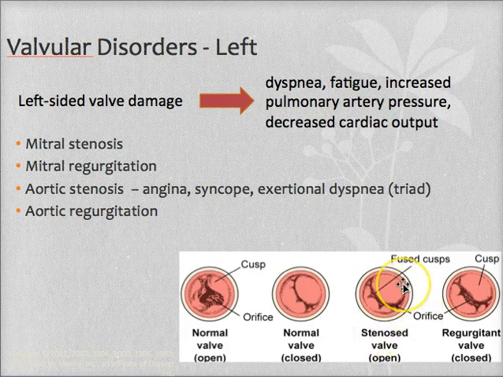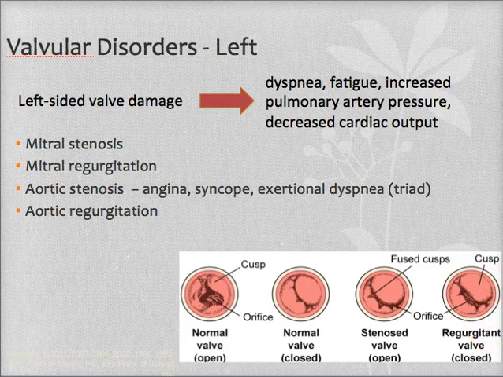Stenosed, so this means it is narrowed. So this is an open valve, and you can see this is supposed to be how much blood goes through. If it's stenosed, I'm getting much less come through. Okay. Regurgitated, so they don't close as well. So you can see here I still have an open space, so blood's still coming through.